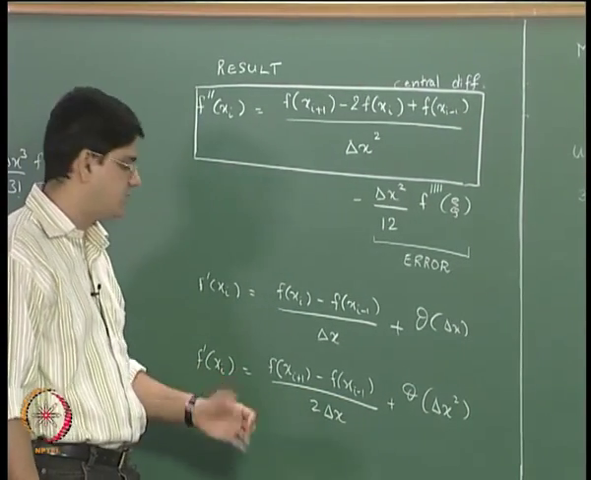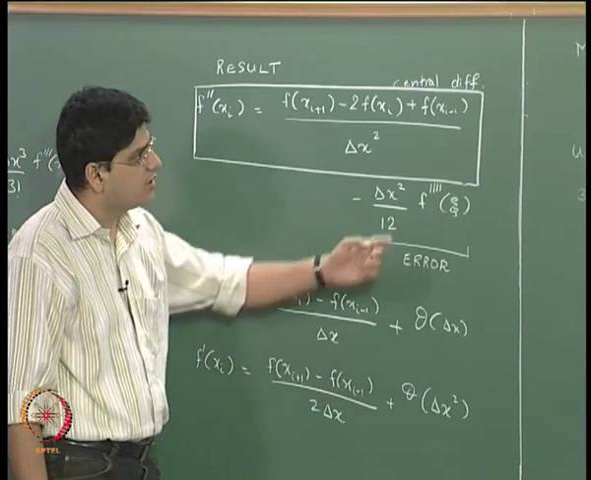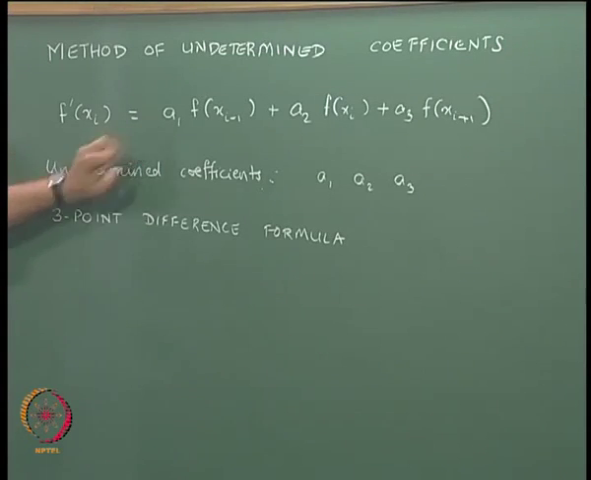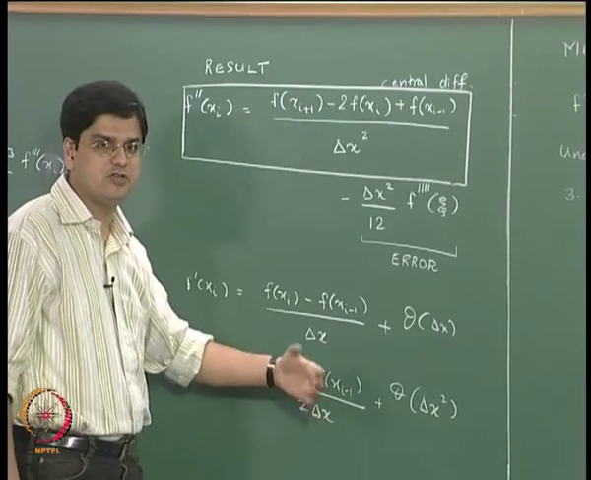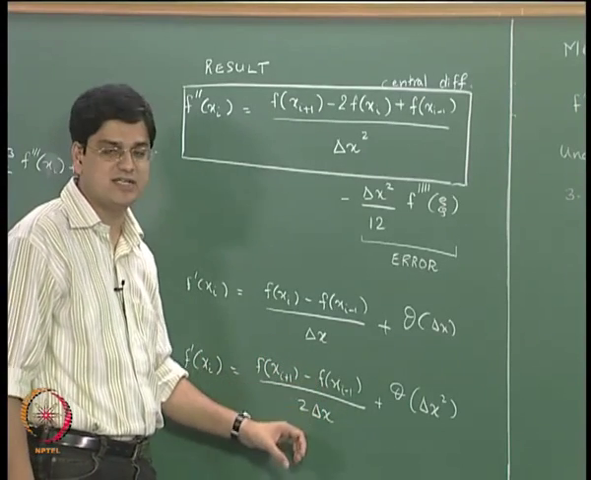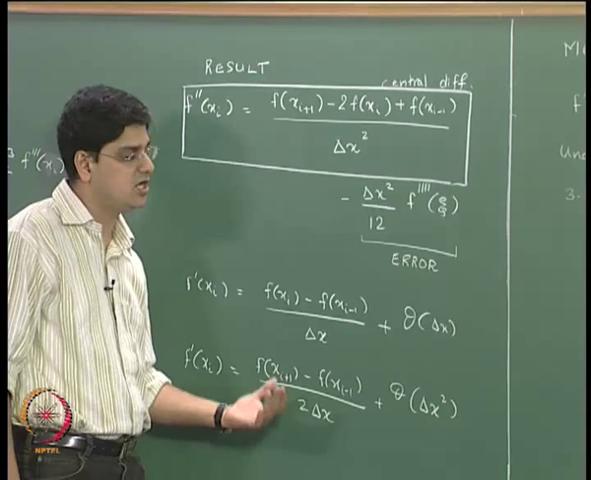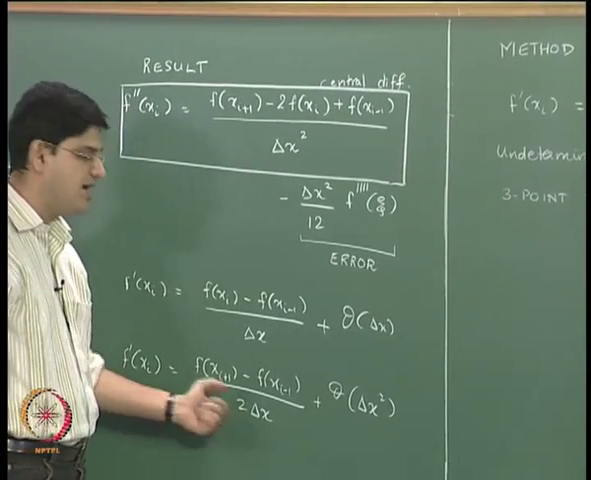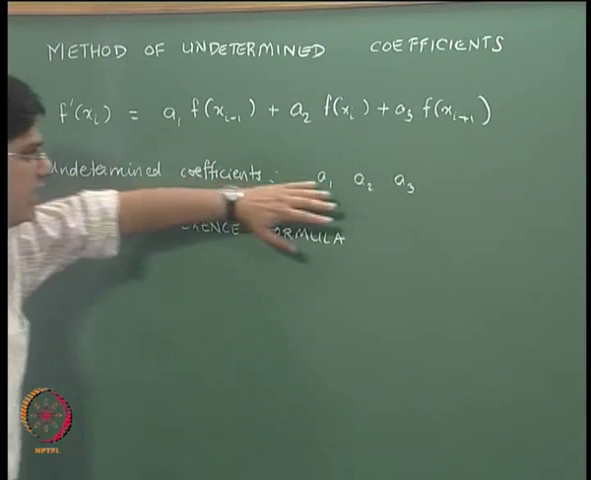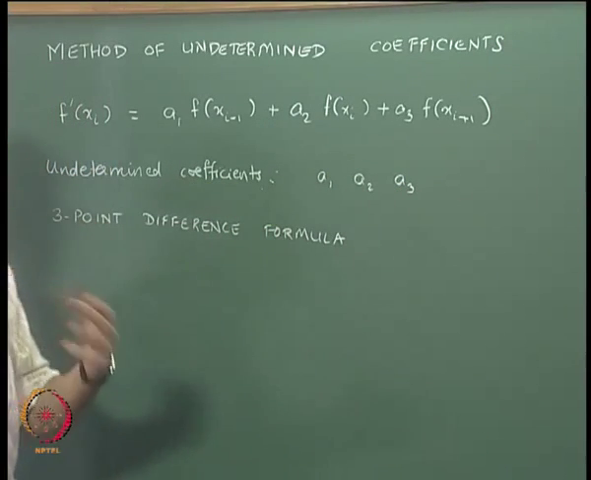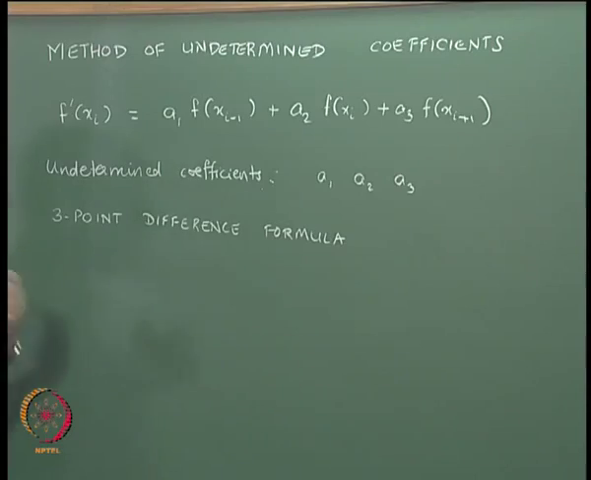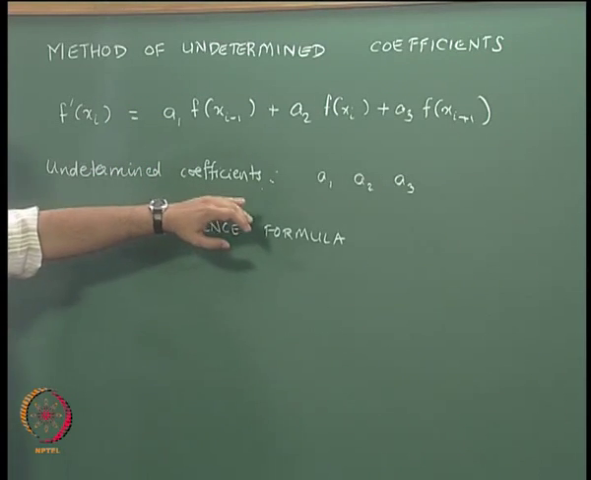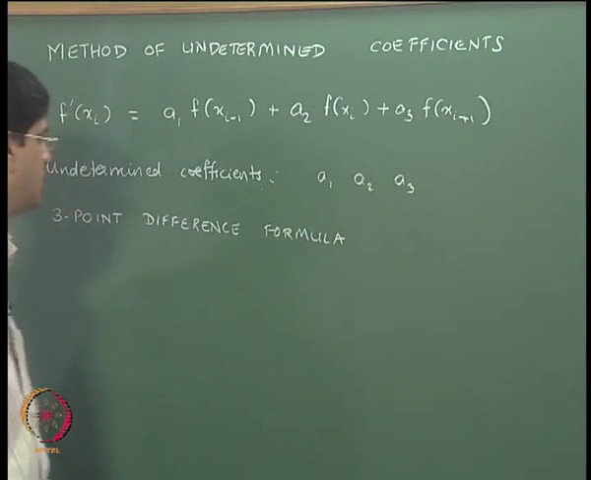So what we expect, if we compare it to this particular equation, is that a1 is minus 1 by 2 delta x, a2 is equal to 0, and a3 is equal to plus 1 divided by 2 delta x. So we have 3 undetermined coefficients, so we require 3 linearly independent equations in order to obtain unique values of a1, a2 and a3.